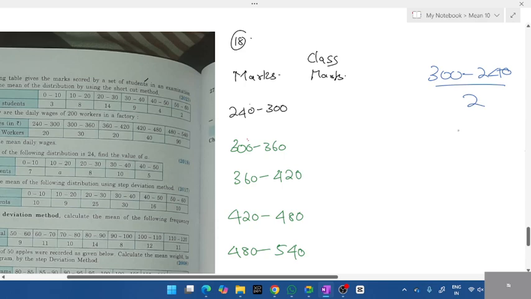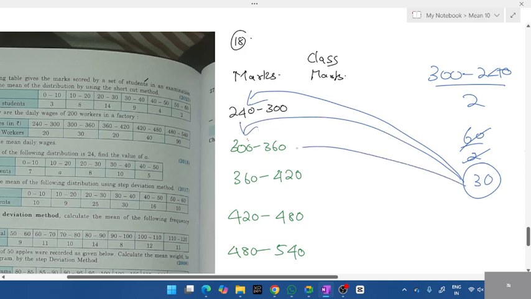I'll teach you all both the ways. You can do it in any one. How much is this? 300 minus 240 divide by 2. What's the answer? Mariam, Joanna? 60 divided by 2. Value is 30. Do one thing. Add this 30 with all the first value. You can even do it like this. Which one? This one seems to be easier, right?